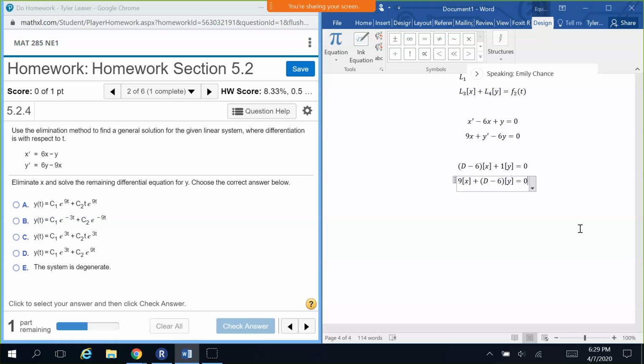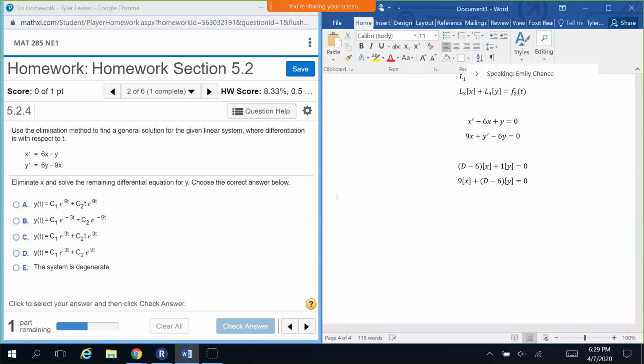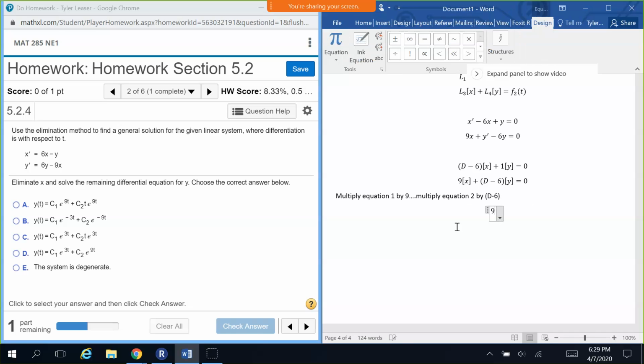All right, so now is where we want to do the eliminating. To eliminate the x, we have to add these two equations together to make the x's cancel. This first equation needs a 9 on there, so I'm going to multiply equation 1 by 9. The second equation would need the D minus 6, so I'm going to multiply equation 2 by that D minus 6. So we'll actually write that out. Multiplying the top equation by 9 is just going to throw a 9 out in front. Multiply 1 by 9, multiply 0 by 9.